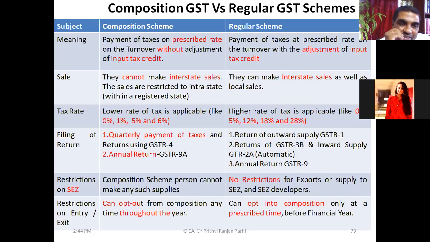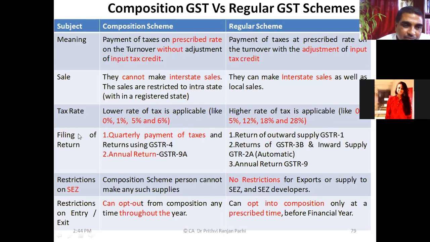Now coming to tax rates. Here lower rates like 0%, which are exempted, 1%, 5%, 6% are applicable. And under regular scheme, 0%, 5%, 12%, 18%, 28%. These are the rates which are prescribed in the schedule. That has to be seen.